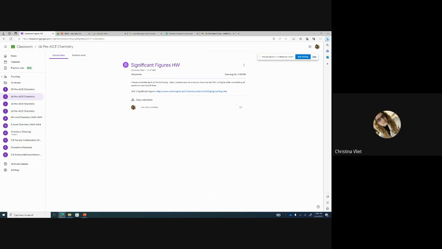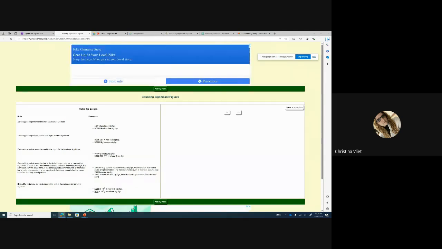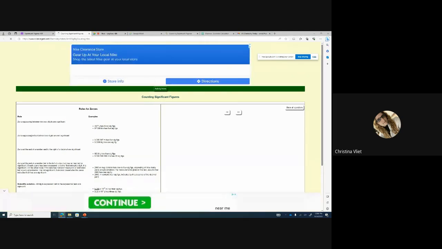After you complete all 20 questions, as long as you got an 80% or higher, I give you 100% in the grade book. So how does it look? Let's take a look real quick. This is what the assignment looks like. The rules are on the side if you need to relook at what the rules are. And you have an example here.